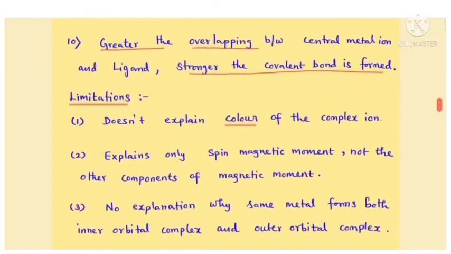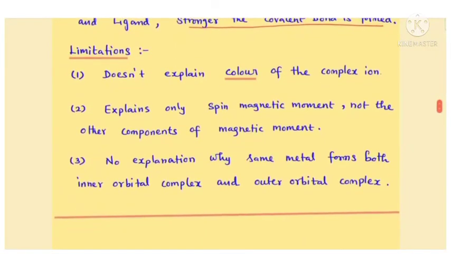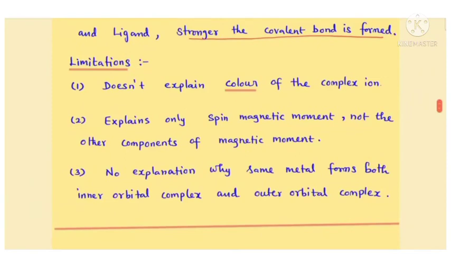Okay, like Werner's theory, even valence bond theory also has some limitations. Like the previous theory, this also does not explain anything about the color of the complex. And the second limitation, it explains only spin magnetic moment. So with the help of valence bond theory, we are able to calculate the spin magnetic moment of a complex salt, but the other components of magnetic moment are not explained by this theory. Okay, so this is another limitation.